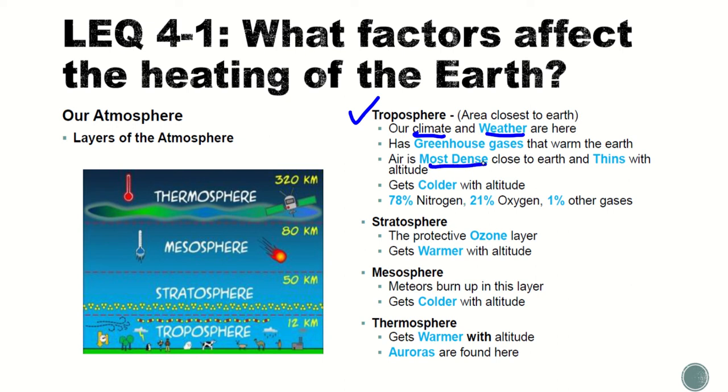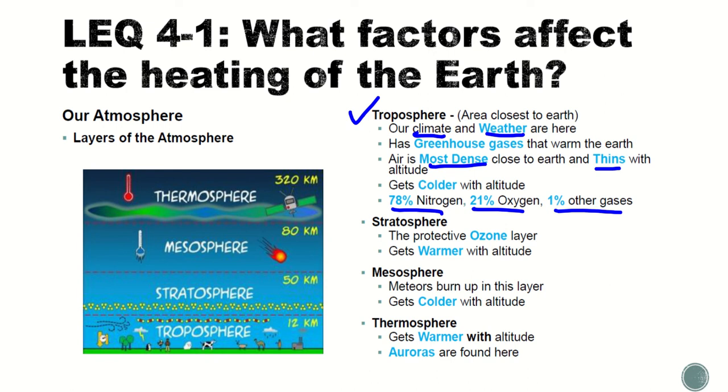Air is the most dense here, so we have the most air pressure in this layer, and then it decreases with altitude. So think about as you go to higher elevations, the air pressure decreases. We'll think of this on a much larger scale when you go up a few miles from the surface of the earth. We're also getting colder with altitude. The air primarily is going to be nitrogen-based, as well as oxygen, and then a little bit of other gases.